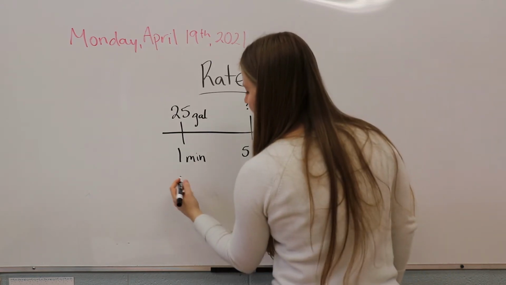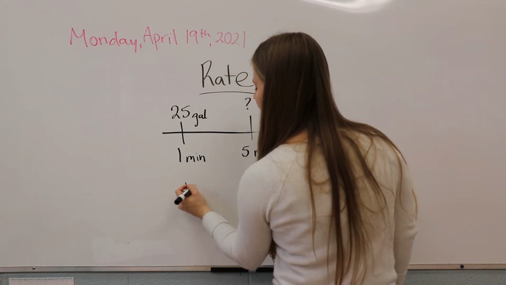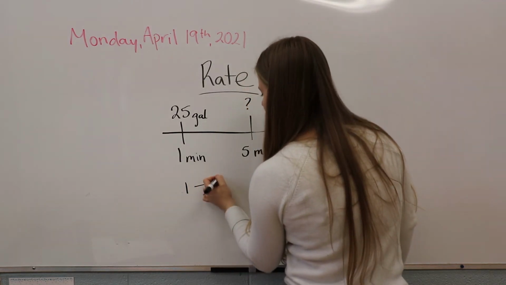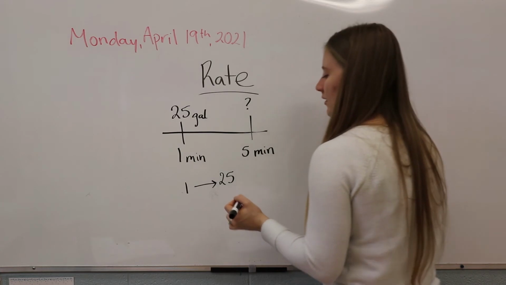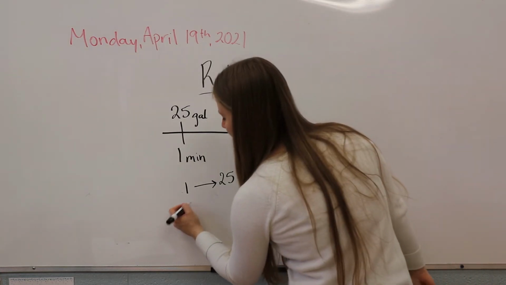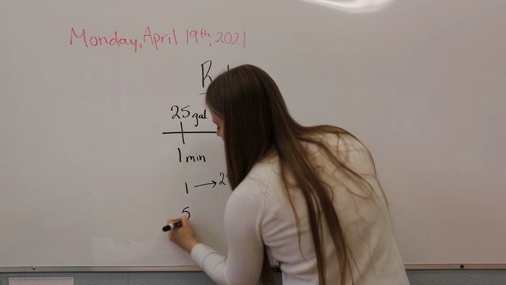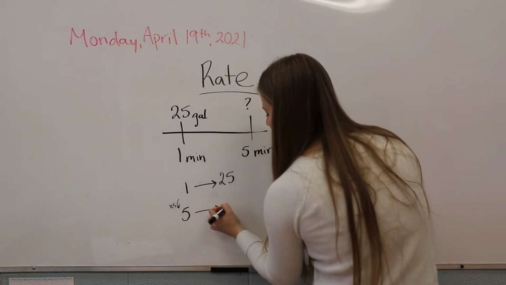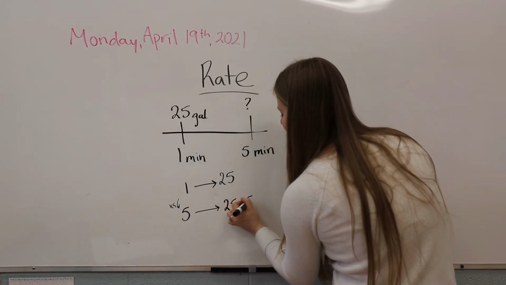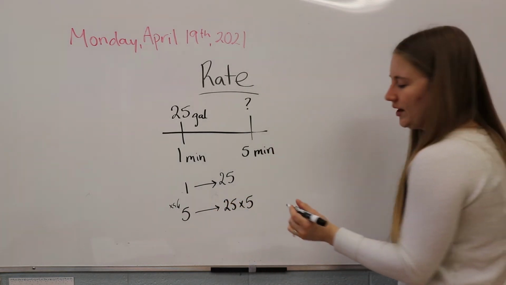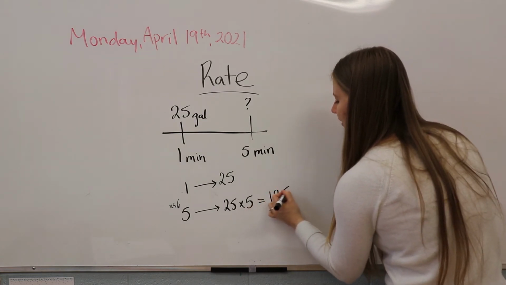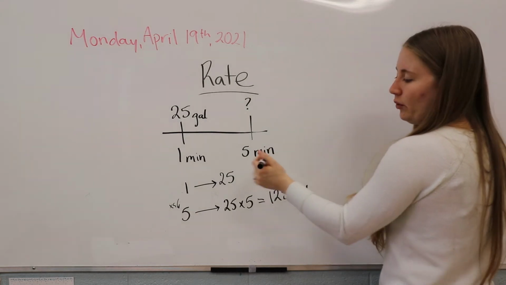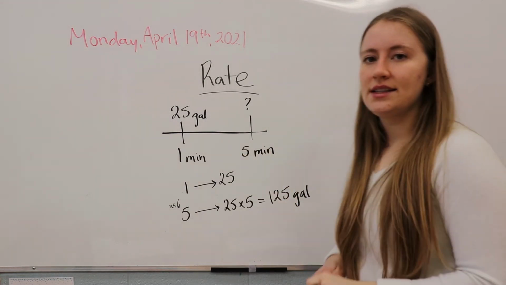When we draw the arrows, we're putting minutes on this side because that's what we have 2 values of already. So 1 minute is 25 gallons. This is easy because we already have 1 on the left, and in order to get to 5, we know that we're multiplying by 5. So we do 25 times 5, which brings us to 125 gallons. So 125 gallons can be poured out in 5 minutes.